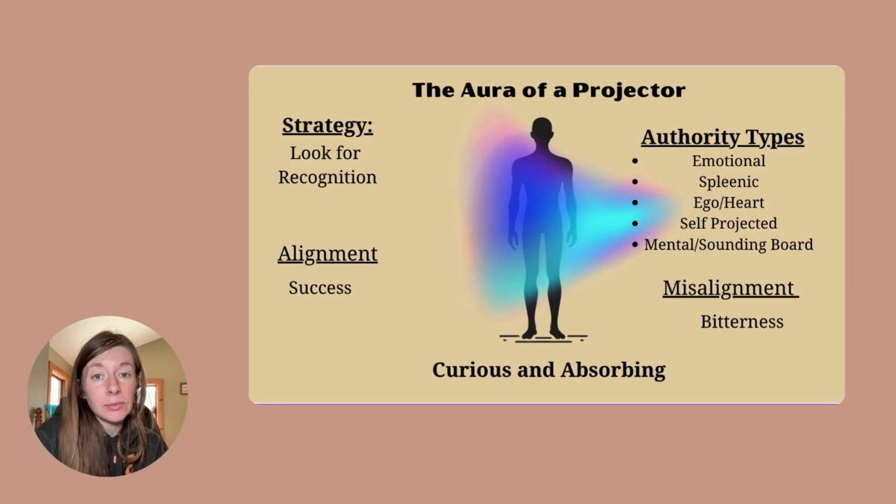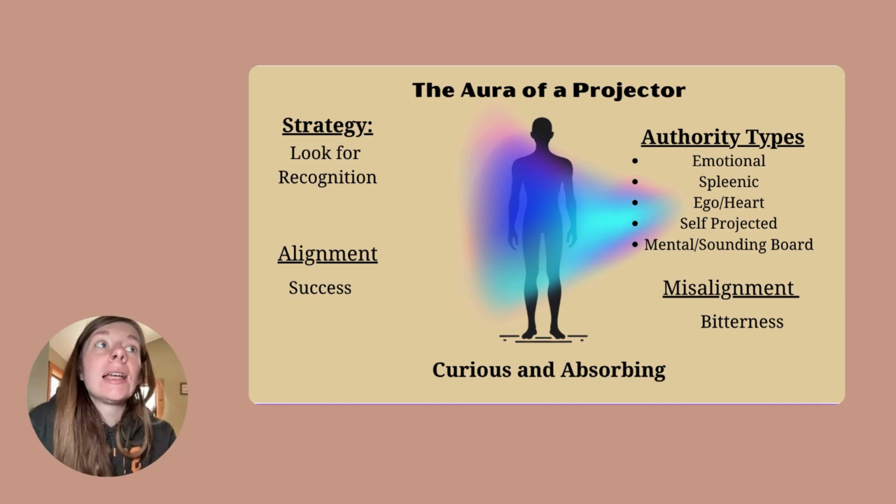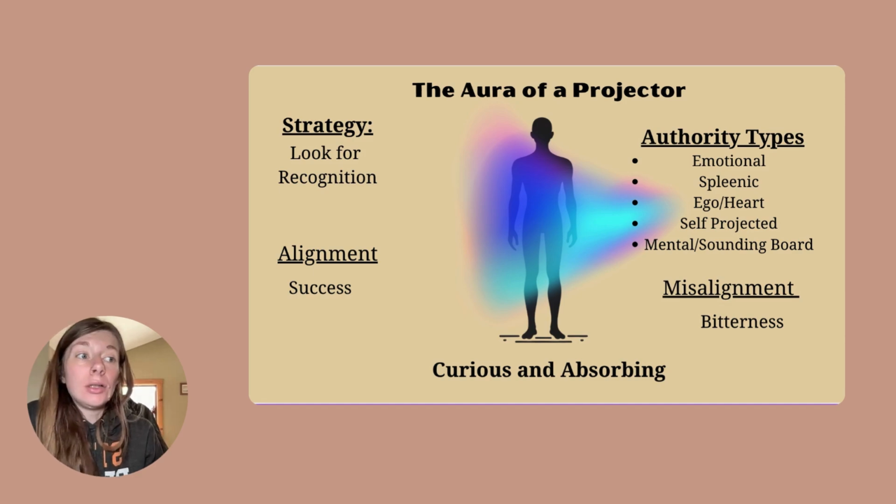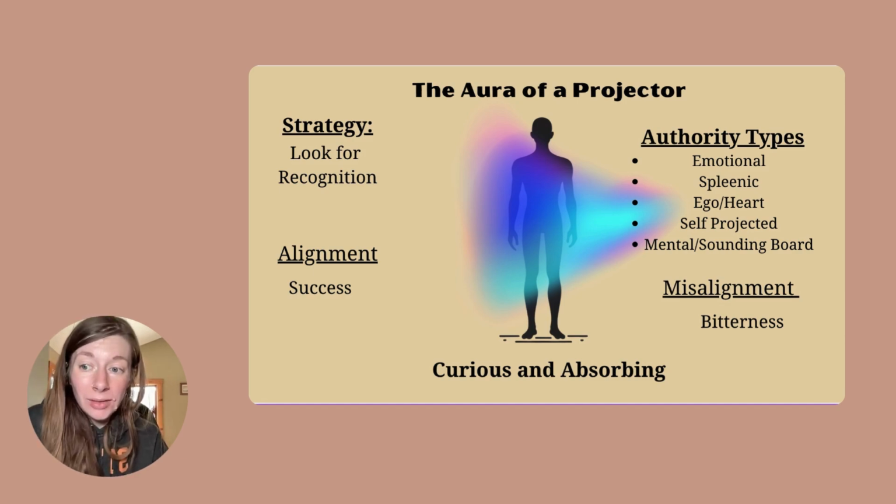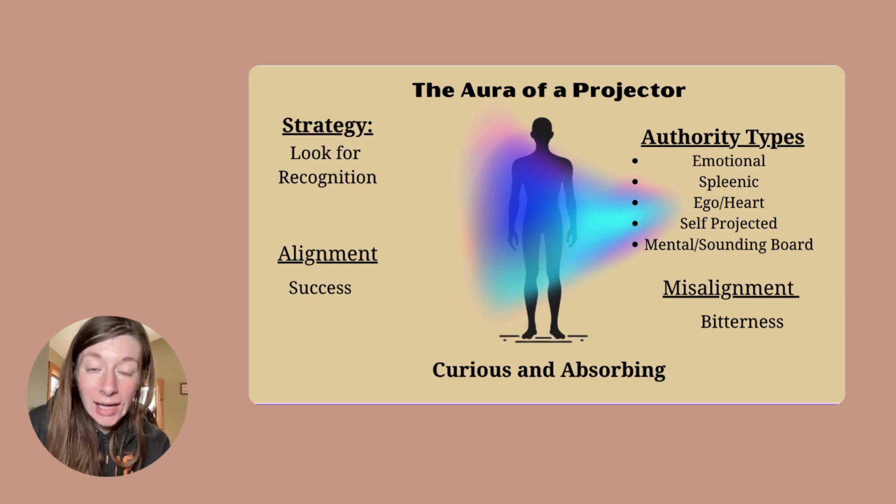Success is alignment. When you feel success as a projector, you're in alignment. When you feel bitterness, that's how you know you're misaligned and out of alignment. Now, a projector is naturally curious and absorbing, right? So as they're going into your aura, it's because they want to look and understand you so they can guide you. By design, that's what they're here to do.